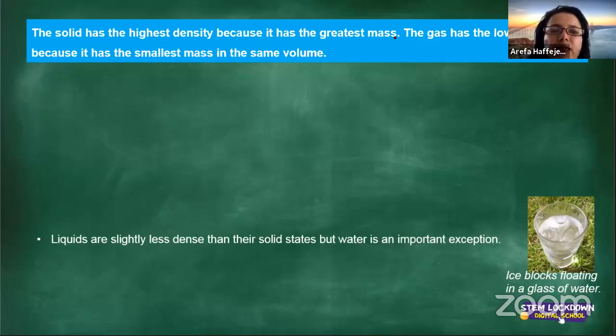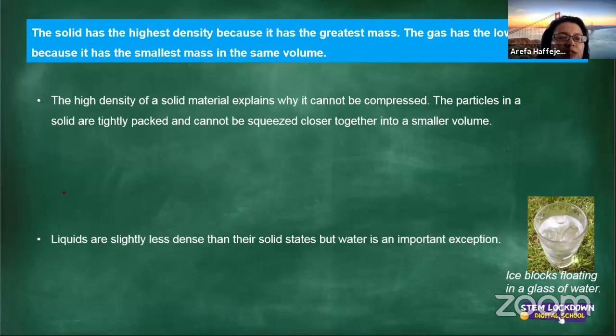That means there are fewer particles in the gas, and there are greater spaces in the gas. Now, liquids are slightly less dense than their particles in a solid state, except in water. Water is an exception, and let's see why. The density of a solid material explains why it cannot be compressed: the particles are tightly packed, and cannot be squeezed closer together into a smaller volume.